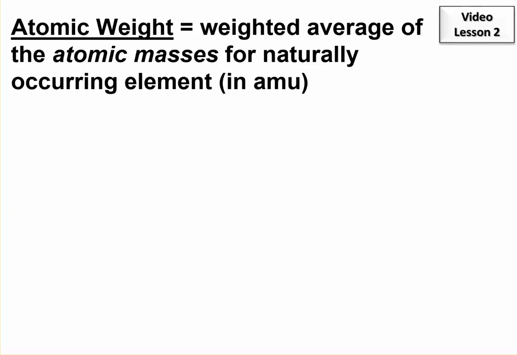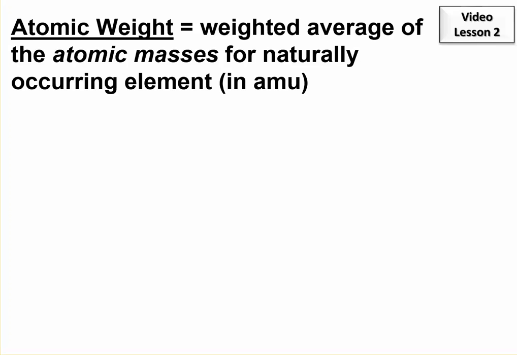Let's talk about atomic weight. Some people confuse this with mass number because they both seem to do with weight or mass, but this is really a little bit different. This is a weighted average of all the naturally occurring isotopes.